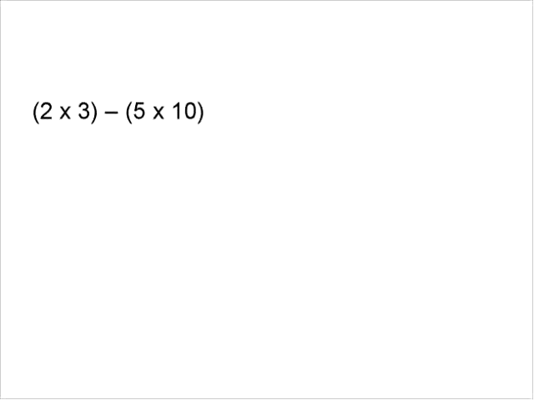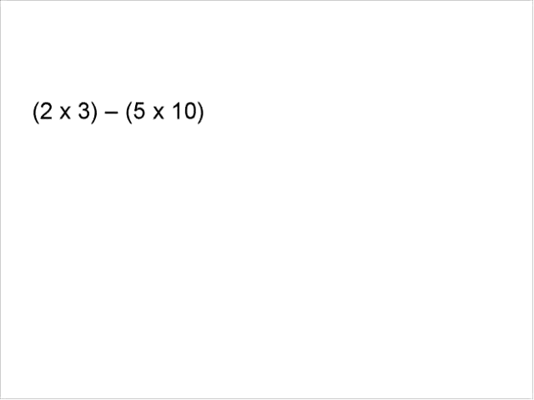Our first type of question is this one: (2 times 3) minus (5 times 10). This is a question to show us the order of operations. When we see order of operations, we need to do what's inside the parentheses first, and then we'll take care of our subtraction and addition, whatever's outside of the parentheses.